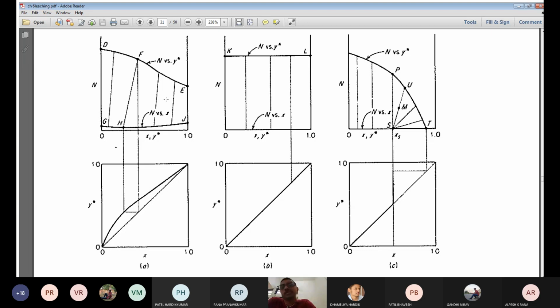Now when does this happen? When sufficient contact time is not provided for the solute to dissolve in the solvent, part of the solute will remain with the extract phase. Okay, so that is one case.